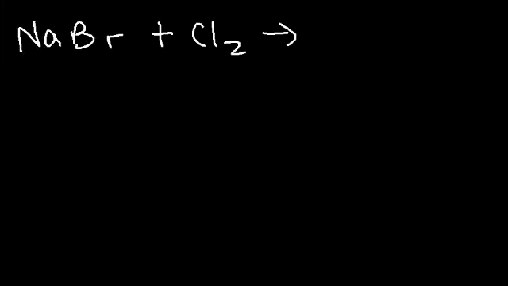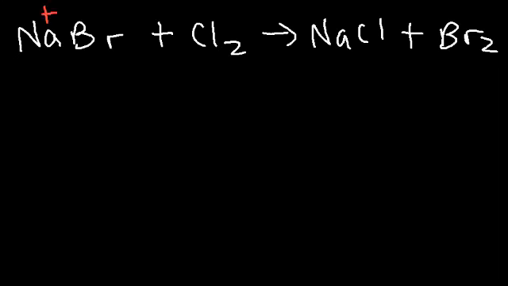So let's say we have sodium bromide plus chlorine gas, and it's going to produce a solution of sodium chloride plus liquid bromine. Now, go ahead and identify the oxidizing and the reducing agent. Sodium typically has a +1 charge.